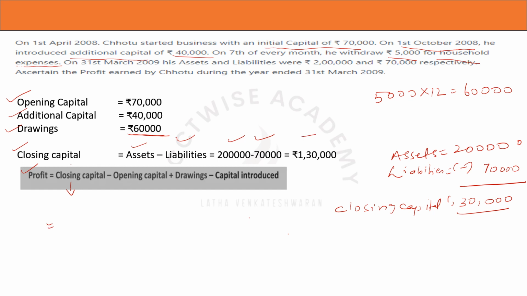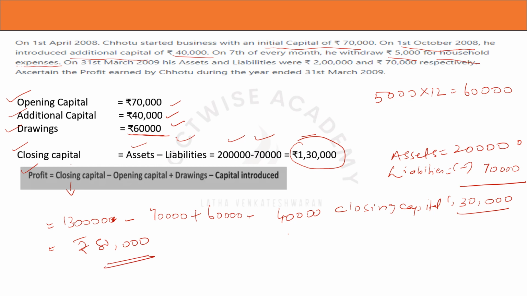So let us substitute all these values in the formula. What is the closing capital? Closing capital is 1,30,000, minus opening capital of 70,000, plus drawings of 60,000, minus capital introduced or additional capital of 40,000. So we get rupees 80,000 as our profit.